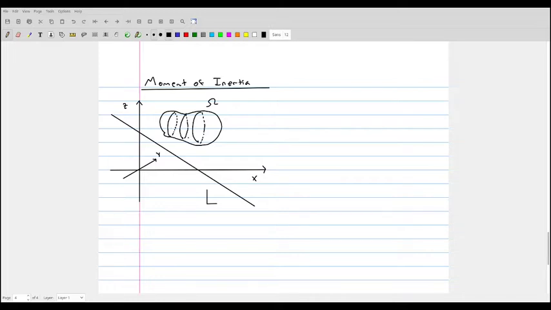Where at any point on the surface, we'll call the distance between that point on the surface and the line r of x, y, z. And actually, instead of r, I think I'll use d, which just stands for distance from the surface. It's a function. At any given point, you have a different possible value of d of x, y, z. The distances for any given point in our region omega are going to be different.